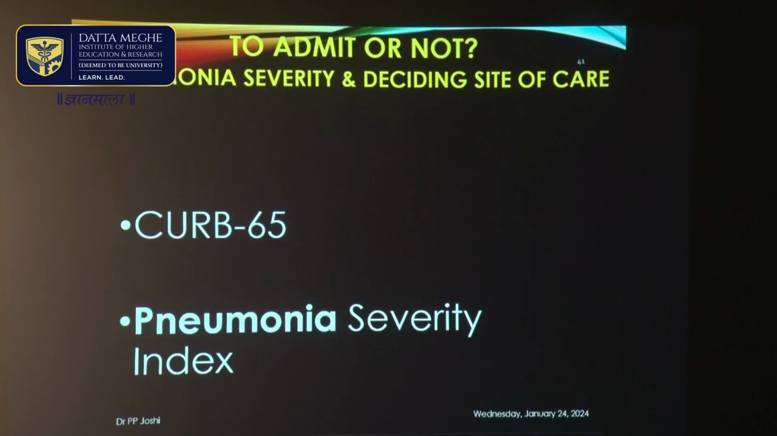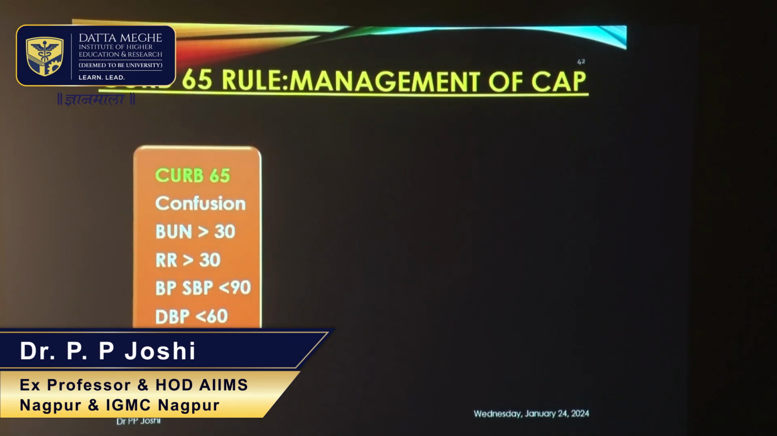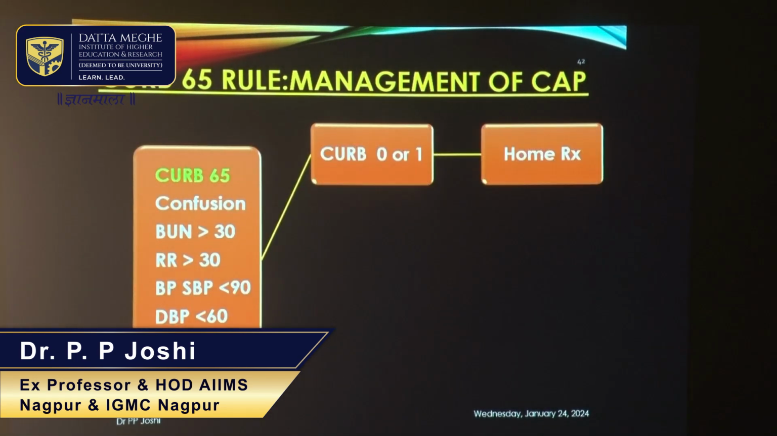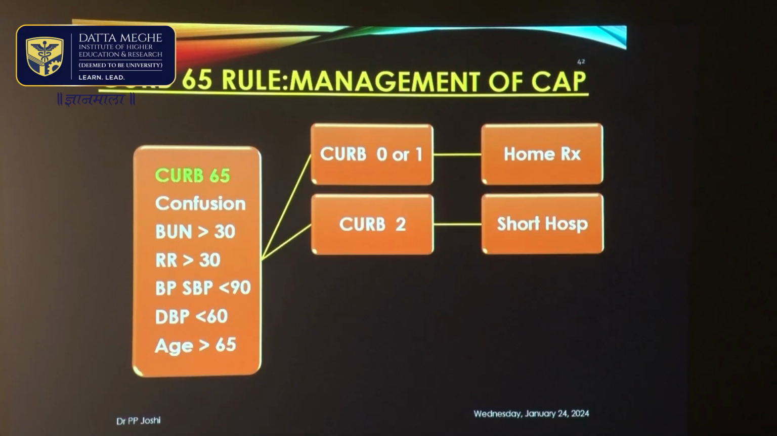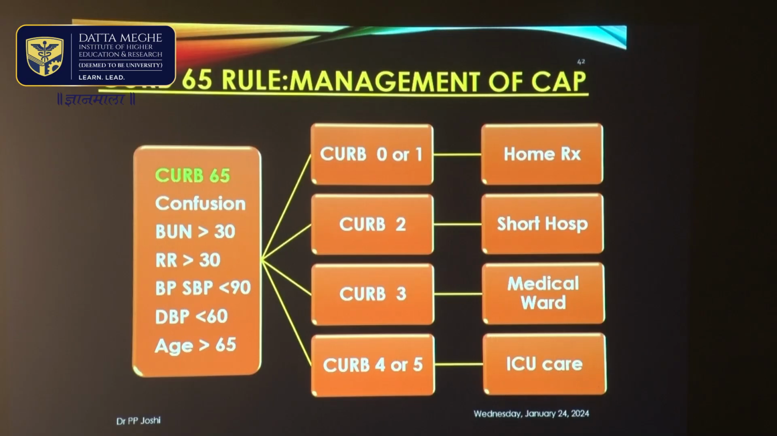To admit or not to admit patients with community acquired bacterial infections, usually we use what is known as the CURB-65, or the other is the PSI, that is the pneumonia severity index. Now CURB-65 is one of the simplest ways in which we can categorize patients for admission in bacterial pneumonias.